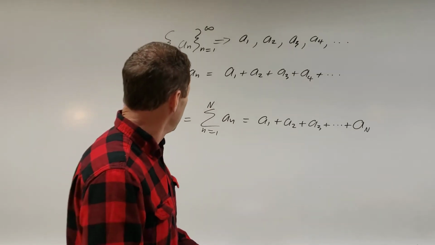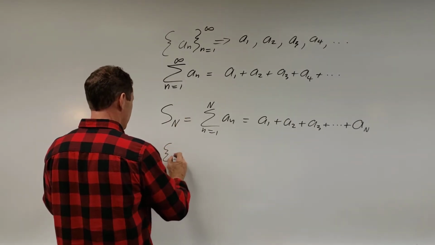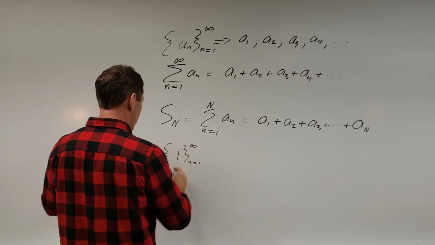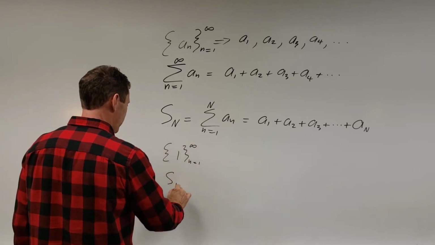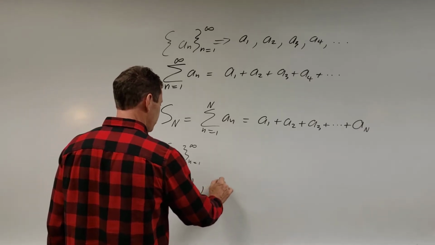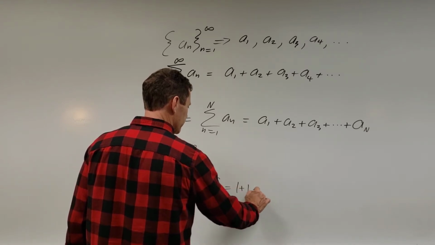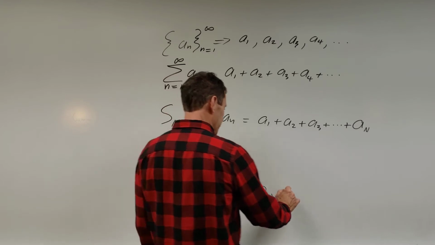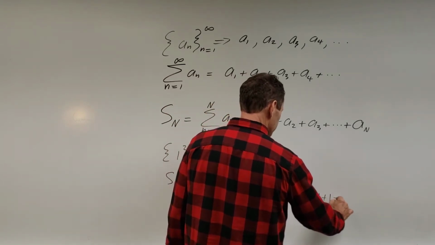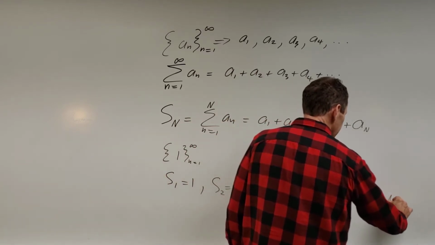So what would that be? Let's say we had our sequence of ones. What would S1 be? Well, S1 would just be the first term. What would S2 be? S2 would equal 1 plus 1, which would equal 2. What would S3 be? S3 would equal 1 plus 1 plus 1, which would give you 3. So what would Sn be? That would just be n.